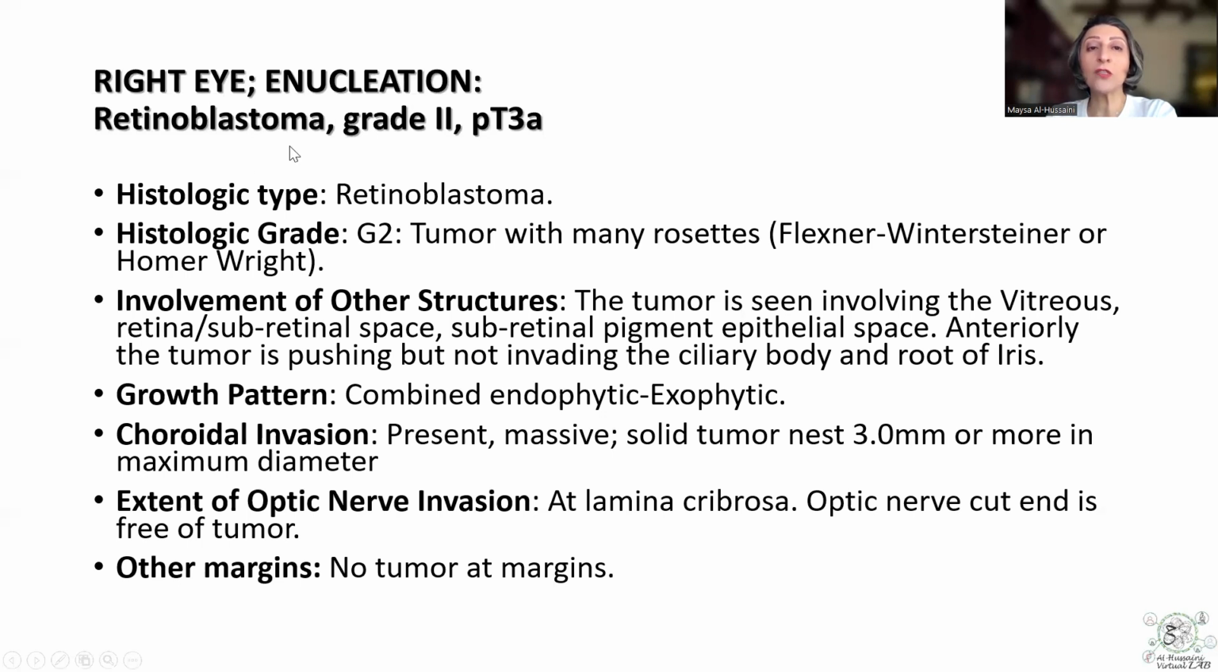So how do we eventually report on this case? So this is retinoblastoma, grade 2, pathological stage T3A. It is a grade 2 tumor with many rosettes. There are other structures which are involved. However, what is really important are these two: choroidal invasion present, massive, with solid tumor nest 3 millimeters or more in maximum diameter, and the extent of tumor nerve invasion at the level of the lamina cribrosa, whereas optic nerve cut end is free of tumor.